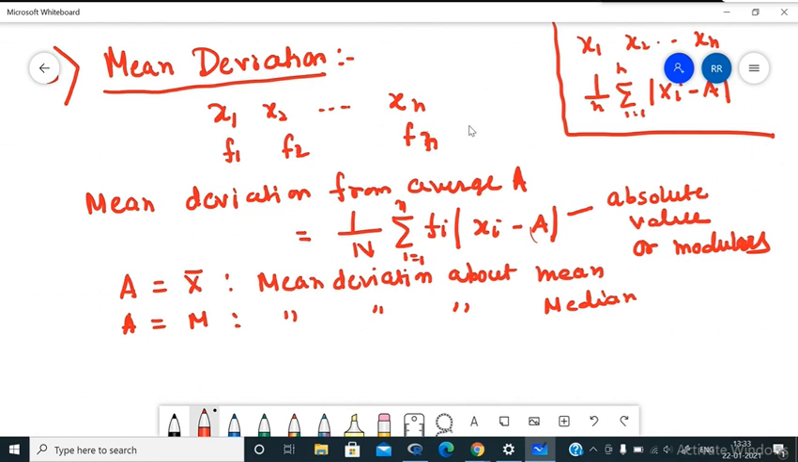सर, मीन डेविएशन अबाउट मीन का मुझे मतलब समझ में नहीं आ रहा है। मीन डेविएशन अबाउट मीन का मतलब ये है कि ये जो पार्ट है, इस पार्ट को हम लोग डेविएशन कहते हैं। और इस डेविएशन का हम लोगों ने एवरेज कर दिया, इसीलिए इसको कहते हैं मीन डेविएशन। यदि A की वैल्यू को हम मीन ऑफ X रख देंगे, तो ये हो जाएगा मीन डेविएशन अबाउट मीन, और यदि हम A की वैल्यू को मीडियन रख देंगे, तो ये हो जाएगा मीन डेविएशन अबाउट मीडियन। दैट इज बेसिकली आई वांट टू से। ओके, कोई डाउट है?